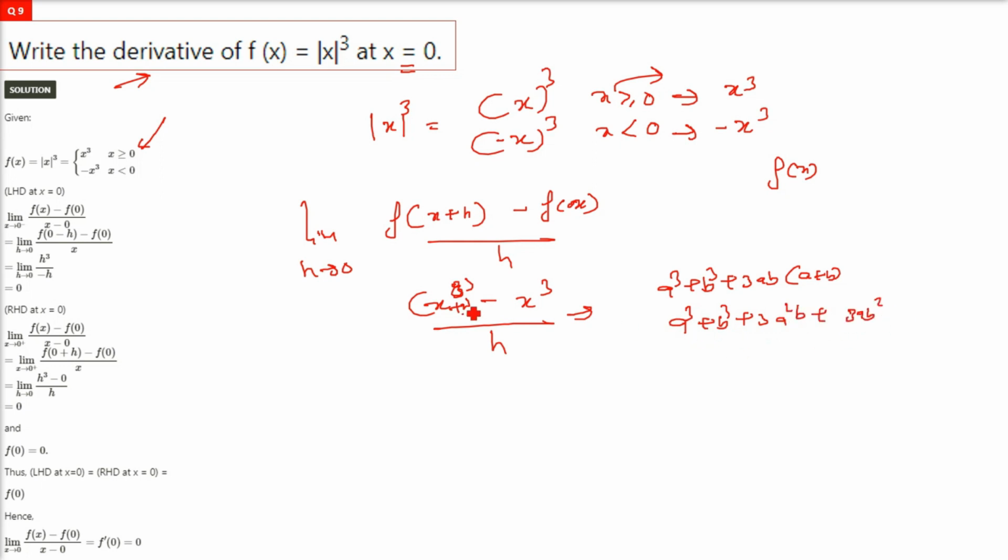This is just a hint I am giving. This is also a way to solve. x is a and h is b. So x cube plus h cube plus 3x square h plus 3x h square minus x cube it is.